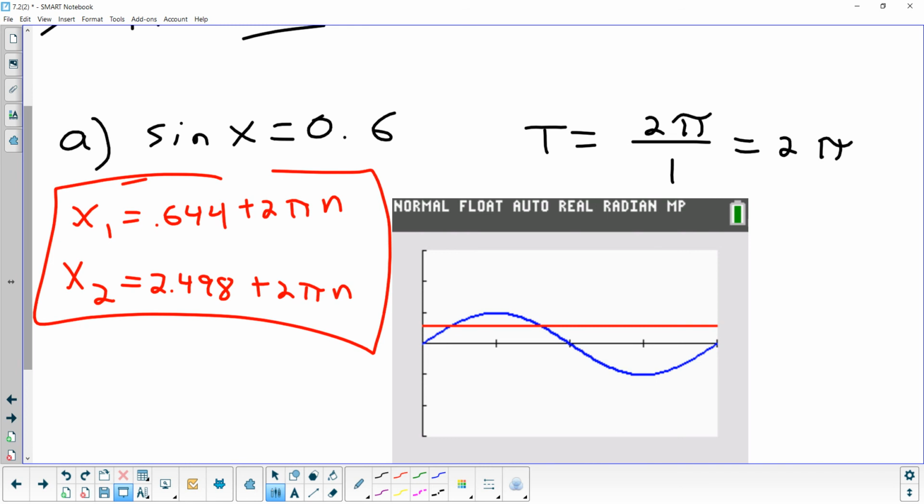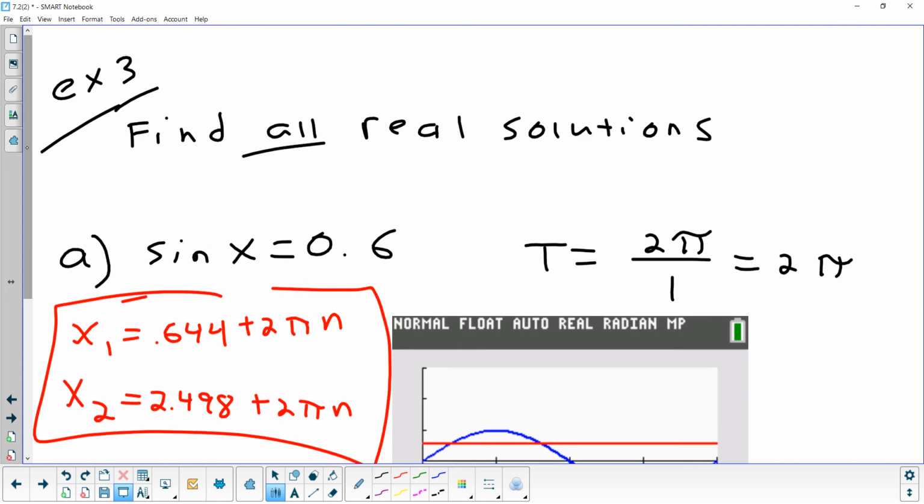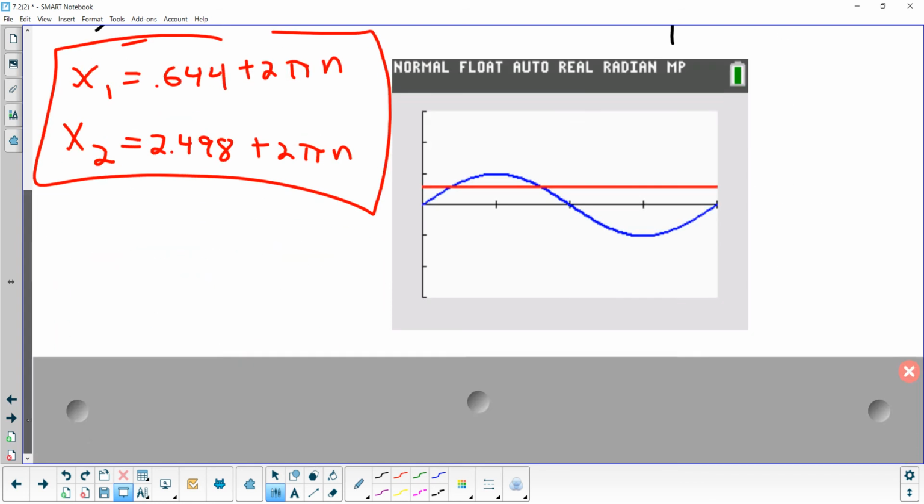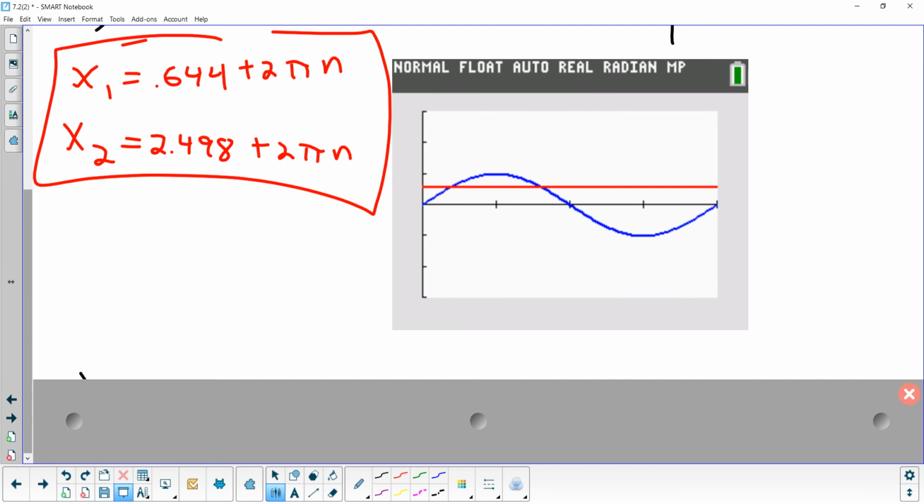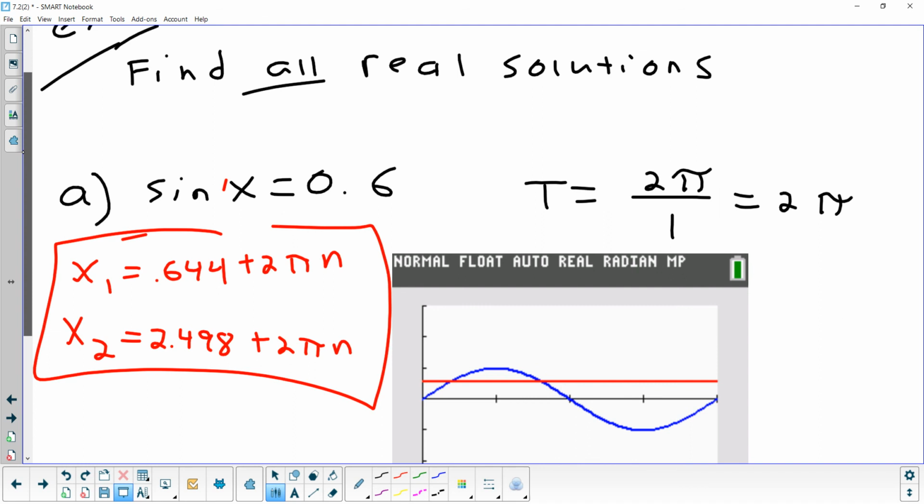Mr. Hager? Yes. How did you get B again, and what was it? B is the coefficient of x, which in this case is just a 1. Oh, okay. So B is always given to you. Any question on that one? How did you get 2 pi again? That's just the formula for sine, cosine, secant, and cosecant. Just the formula.